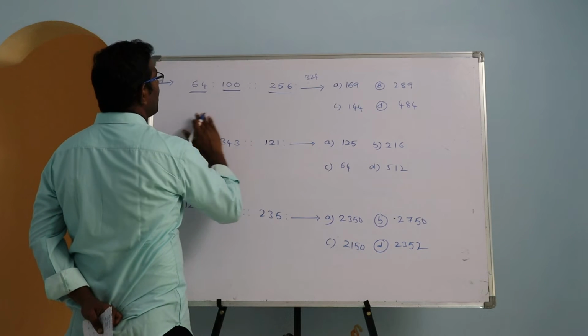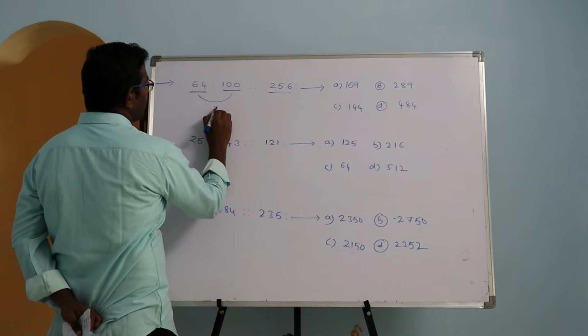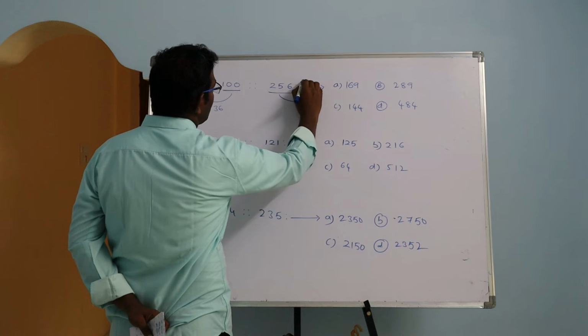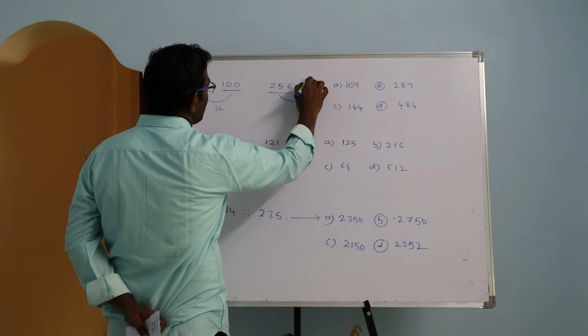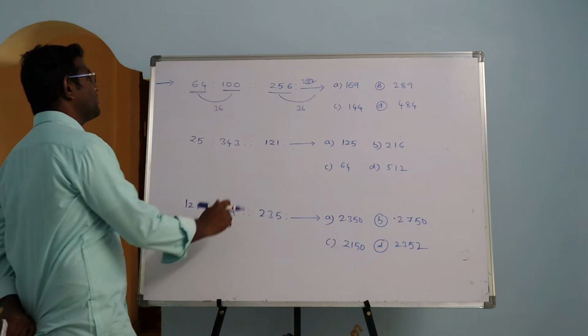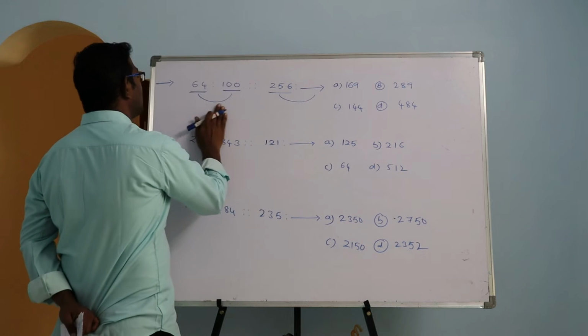What is the relation between them? 64 and 100, here increasing by 36. In the same way here increasing by 36, your answer goes to 392. Is 392 there in the options? No sir, 392 is not there in the options.